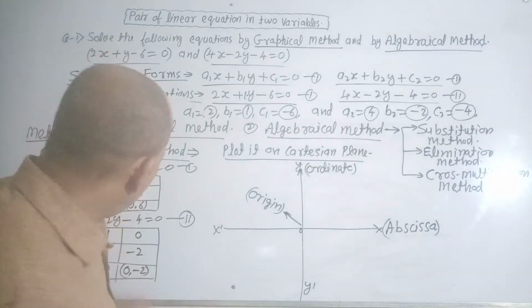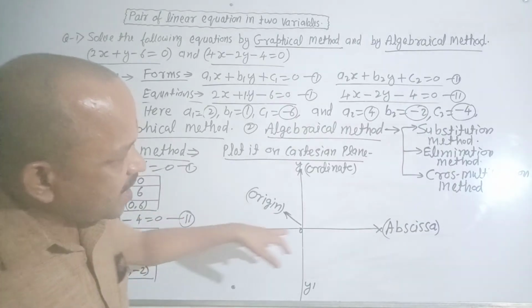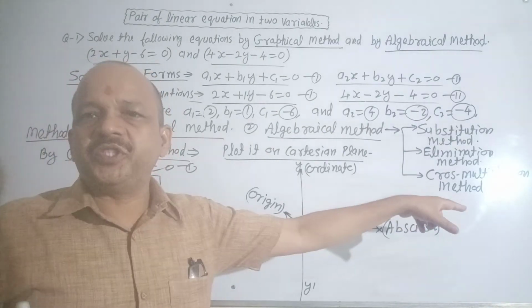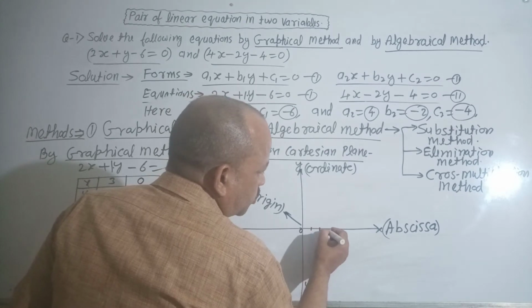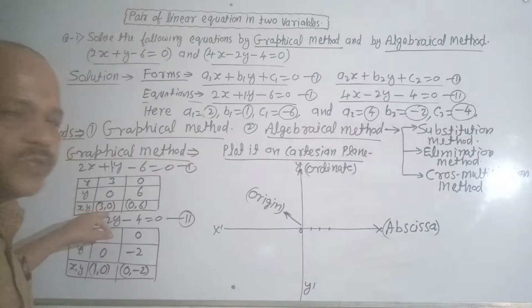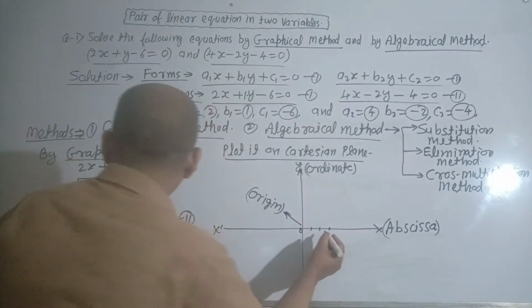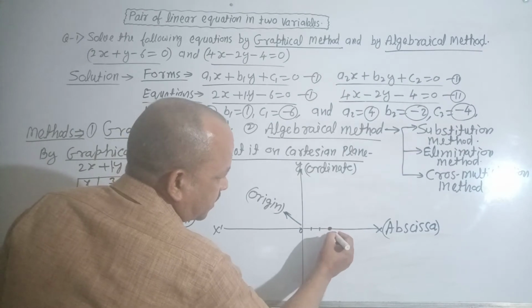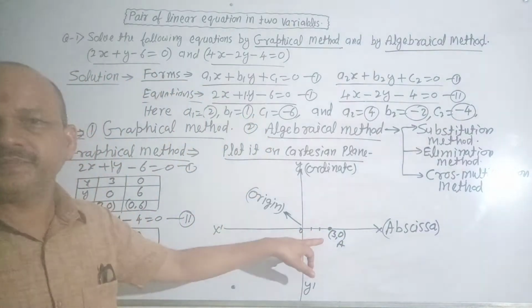Now plot the point (3, 0). 3 means on the abscissa in the positive direction. Here, 1, 2, 3. 0 means at the origin. It means point (3, 0) is here. Point A is here.